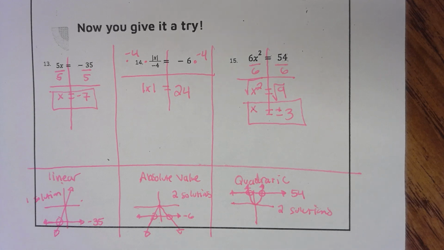Then the quadratic. 54 is above the x-axis. Our quadratic opens up, and so I'm getting two solutions.